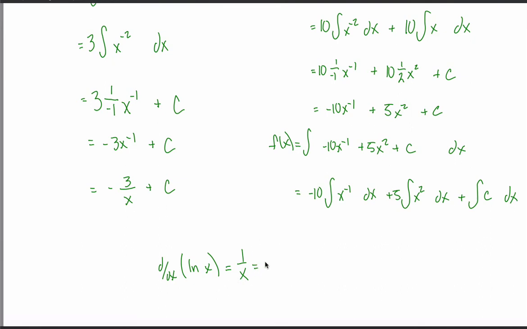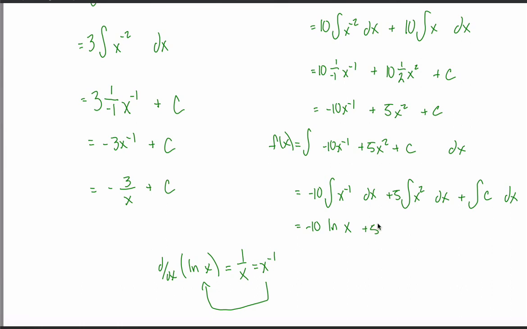But remember, 1 over x is just x to the -1 power. What I'm saying is the derivative of natural log of x is x to the -1. And therefore, the antiderivative of x to the -1 is the natural log of x. And you're like, oh, okay, so I write -10 natural log of x here. Yeah, almost. I'm going to return to that in just a sec. Let's go through the rest of these first.